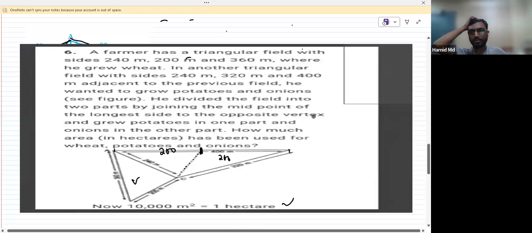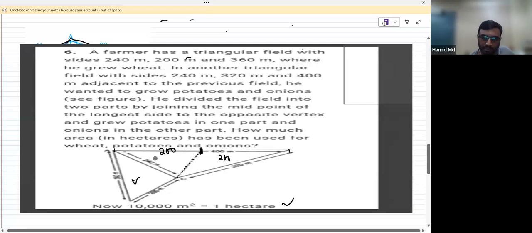Okay. So the line which is connecting the midpoint, should we also find the length of that? How will we find this line? I thought 200 plus 240 plus X is equal to 180. Like, I don't know, I was just thinking something. Okay. So this line we don't know, right?